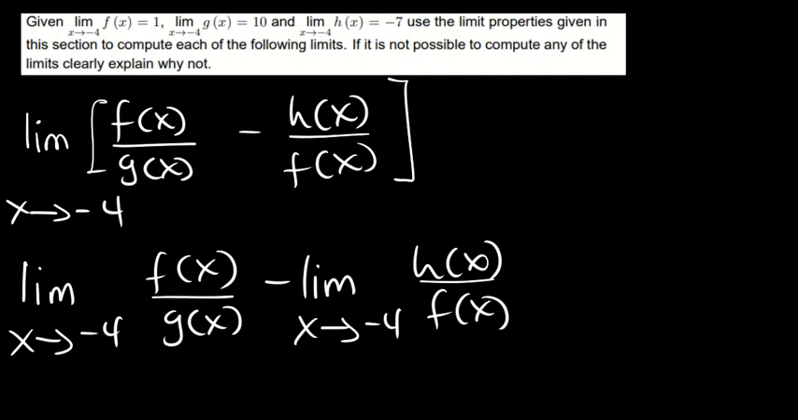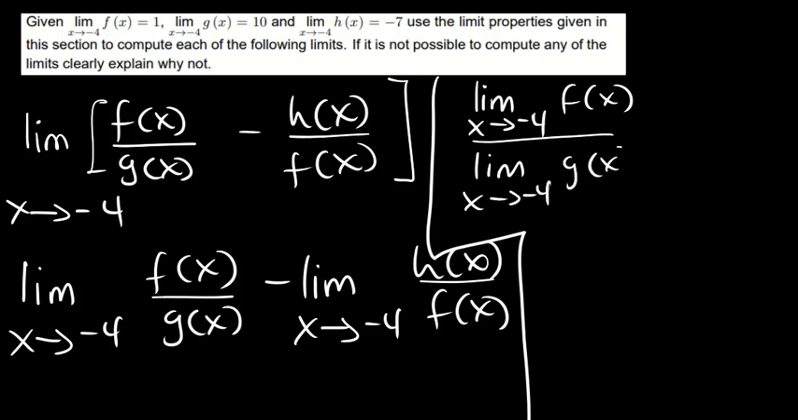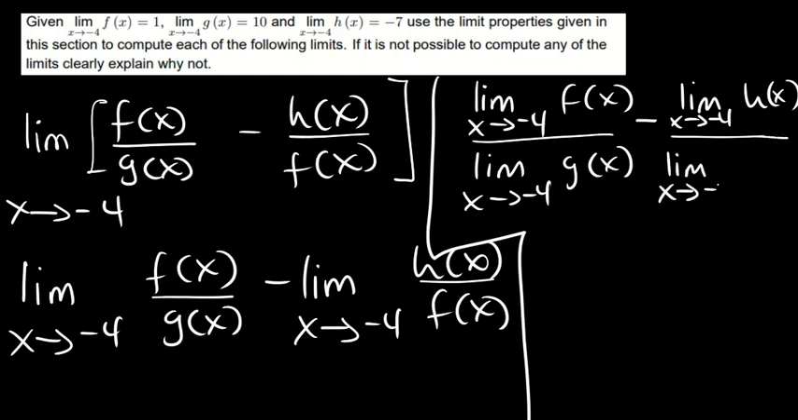From here we are further going to rewrite this as the limit as x approaches minus 4 of f of x divided by the limit as x approaches minus 4 of g of x, minus the limit as x approaches minus 4 for h of x divided by the limit as x approaches minus 4 for f of x. Okay, this is what you are going to have.